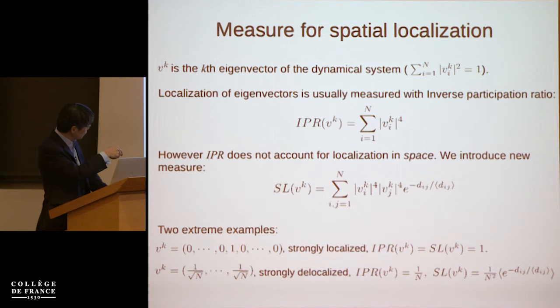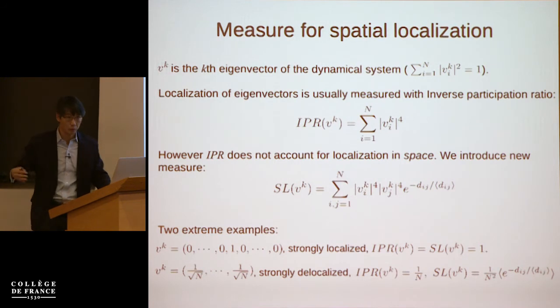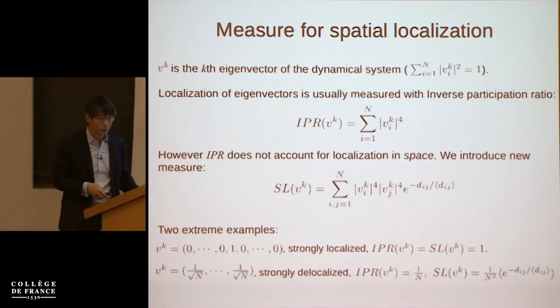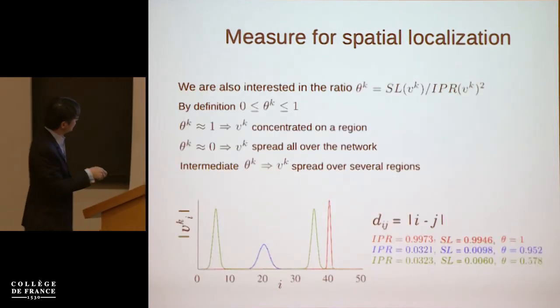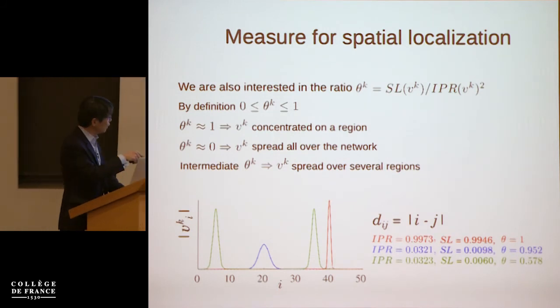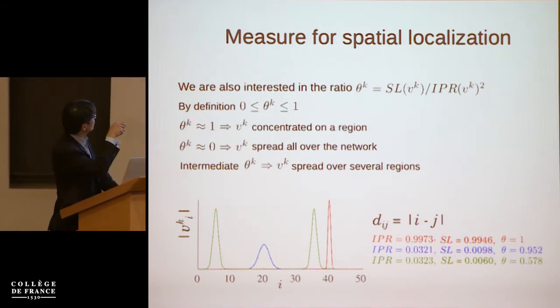So with a very localized eigenmode, SL is 1, whereas if you have no localization, then SL is going to be roughly 1 over n squared. It will be very small when n is large. Right? And here are more visualized examples. We also define this theta, which is the ratio of SL divided by IPR to the power 2.